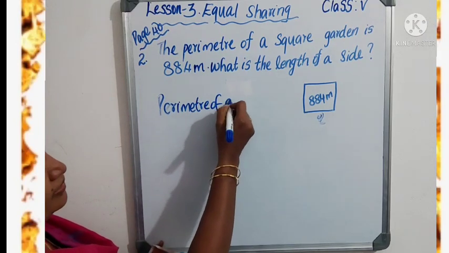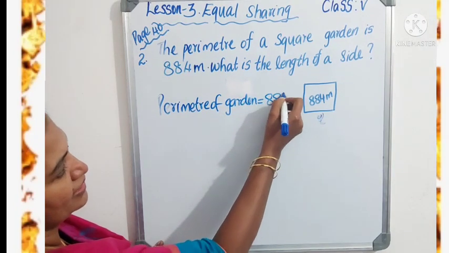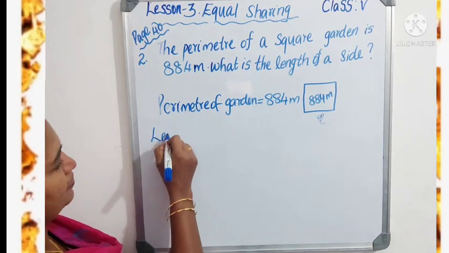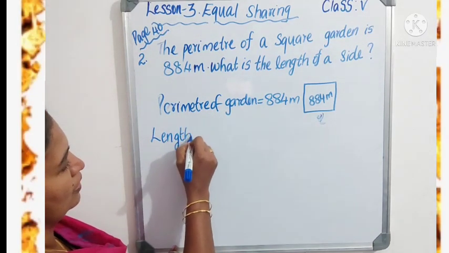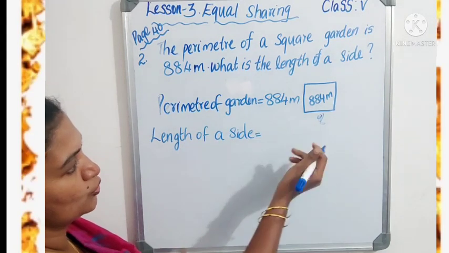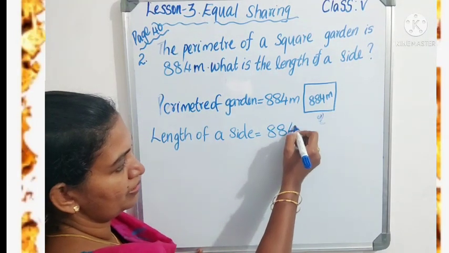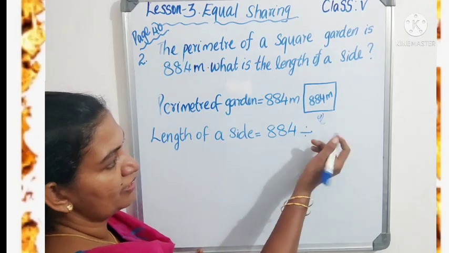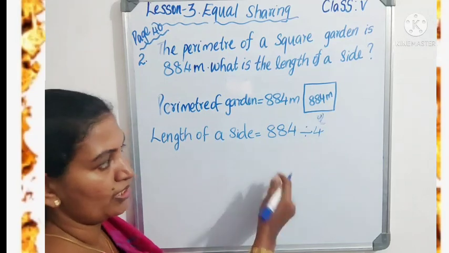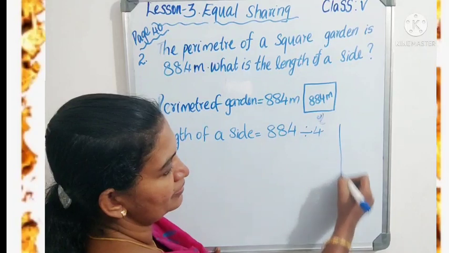Perimeter of garden is equal to 884 meter. Then length of a side. Length of a side is equal to, we know that the total 4 sides or total perimeter, that is perimeter is 884 divided by total sides 4. So 884 divided by 4. If you divide, then you will get the length of a side. Okay, divide.